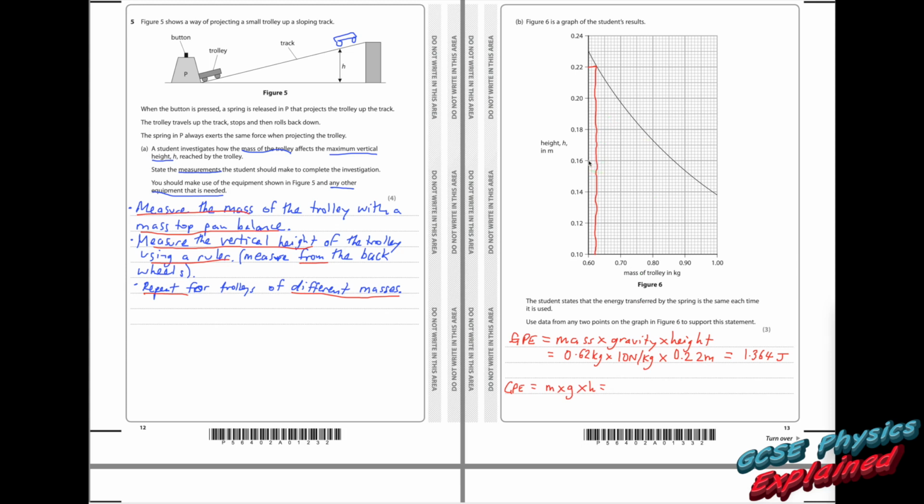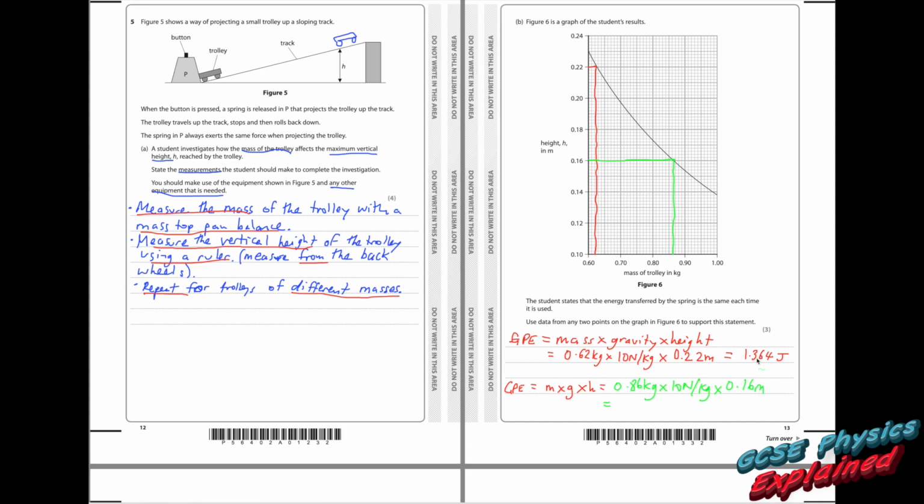That looks easy. I'll take this one down here. So go across here from 0.16, go down there. That looks like it's 0.86. So the mass of the trolley is 0.86 kilograms this time. Gravity is still 10 newtons per kilogram because it's the same planet. But this time the height was 0.16 meters.